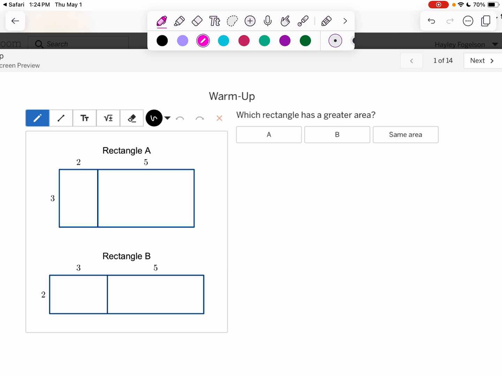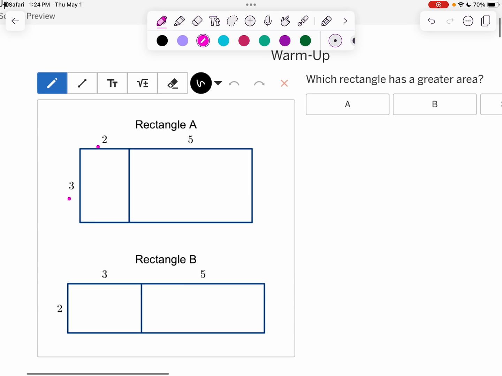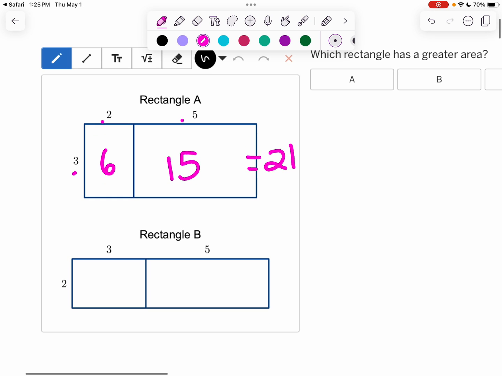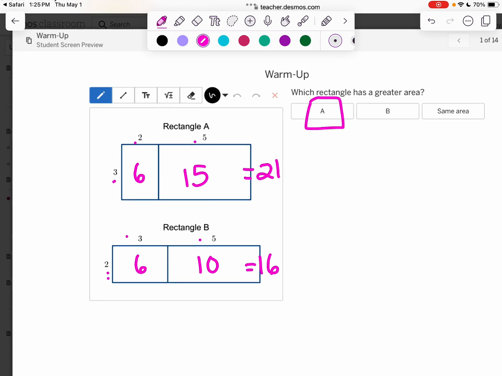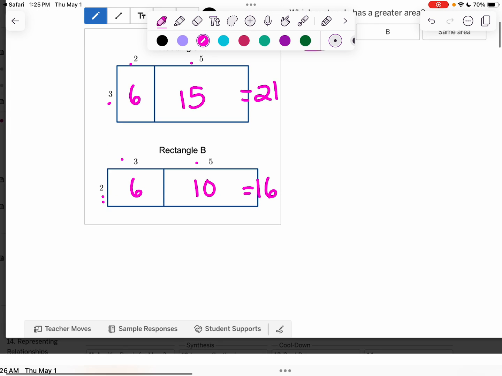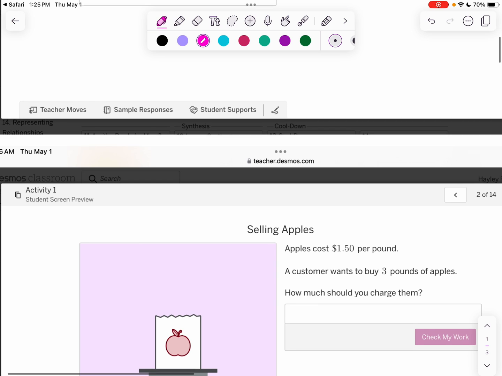All right, well, when I do this problem, I need to do 3 times 2, which is 6, and 3 times 5, which is 15, and then add it up, and I get 21. Same thing for B. 2 times 3 is 6, 2 times 5 is 10, 6 plus 10 is 16. So rectangle A is bigger. You can kind of tell just by looking at it too, because it looks a lot bigger.